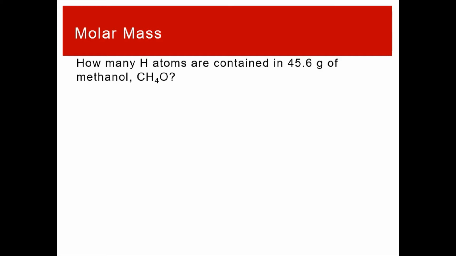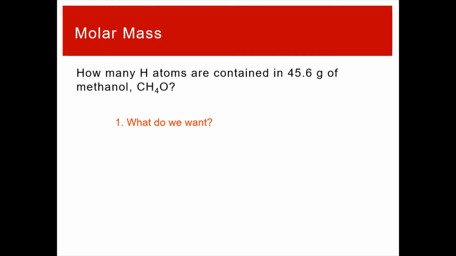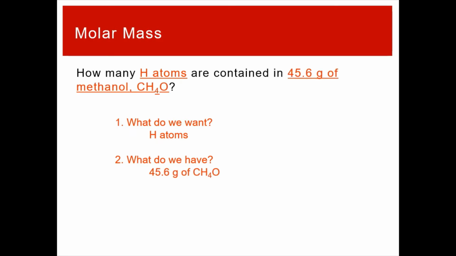So let's do a hard example where we're going to put all of these things together. How many hydrogen atoms are contained in 45.6 grams of methanol, which is CH4O? Still want to start by asking, what do we want? Hydrogen atoms. We are looking for a count of atoms. Okay, we're looking for a count of actual atoms. So this is going to be a counting unit of hydrogen atoms. What do we have? 45.6 grams of methanol. Okay.